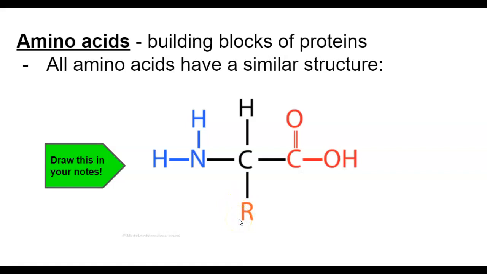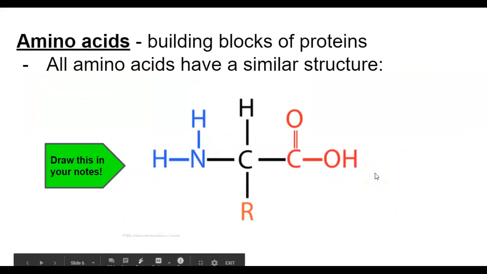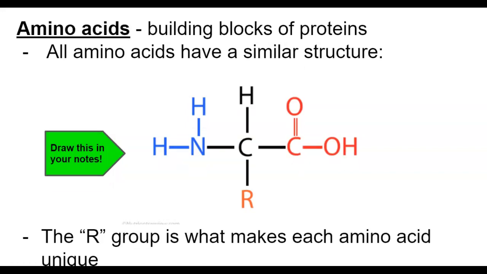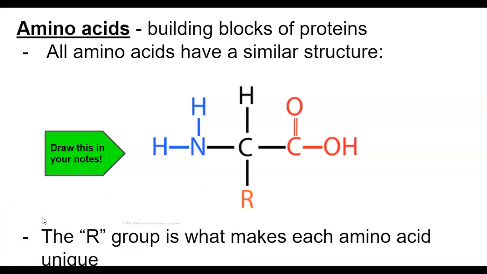So remember on our previous slide, we saw that all of them had different parts. Well, that R is telling us that it's the rest of the molecule, whatever else is different. So that's the important part here. The R group is what makes each amino acid unique. And if you want, you can circle it or put a star next to it. But make sure you write this bottom bullet point down. The R group is what makes each amino acid unique.